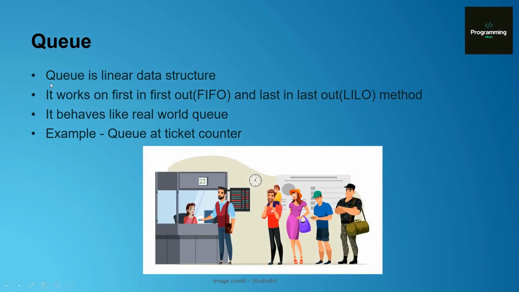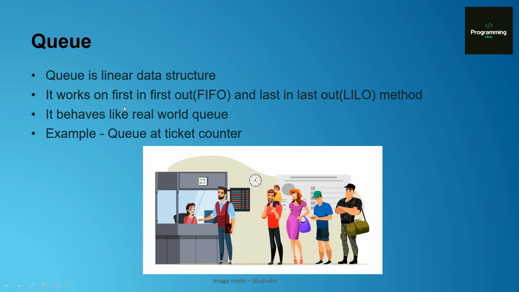Queue. Queue is a linear data structure. It works on first in first out (FIFO) and last in last out (LILO) method. It behaves like a real world queue. Example of queue at ticket counter.